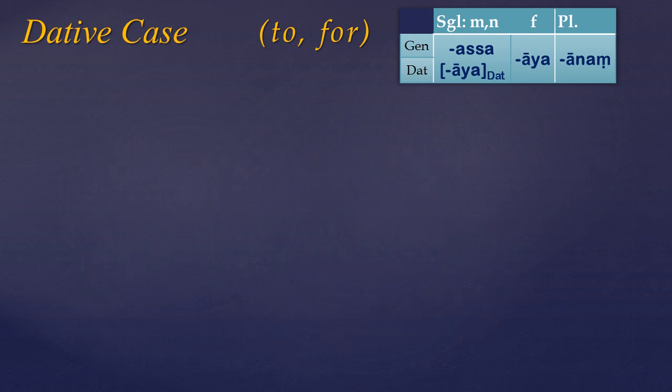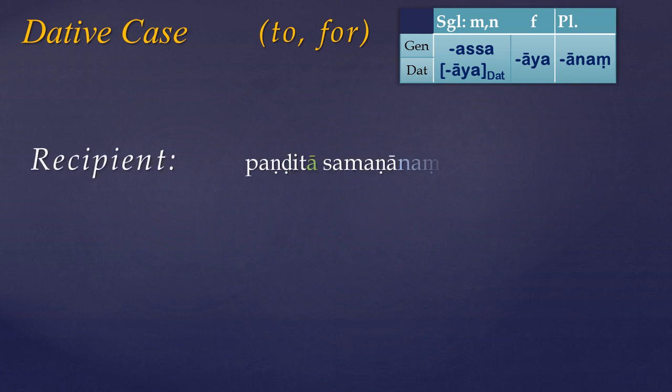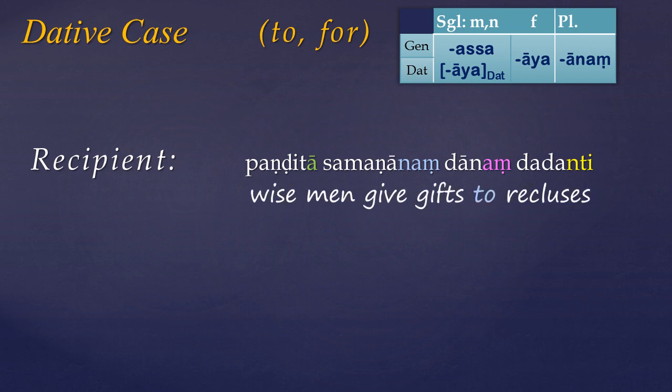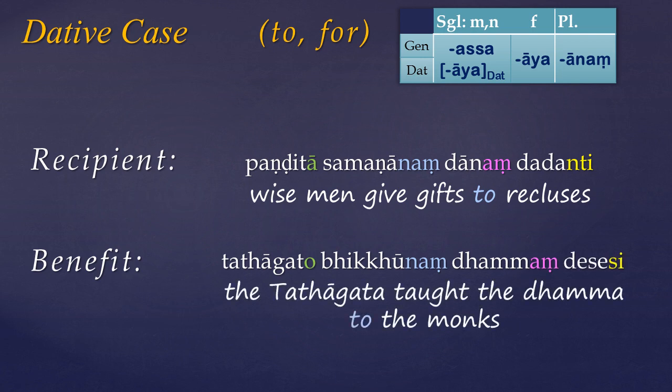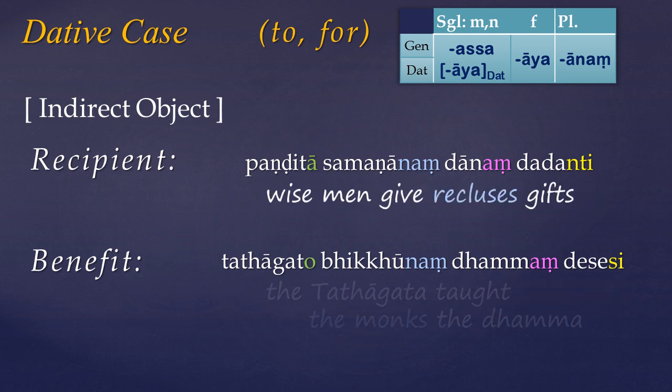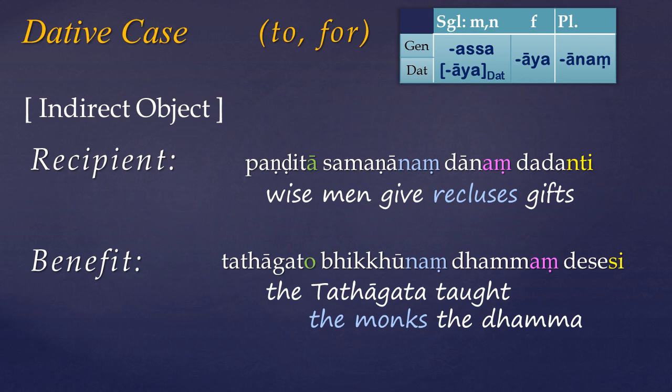One of the major functions attributed to the dative case is that of recipient. For example, marking the person to whom something is given. Wise men give gifts to recluses. And this shows the general sense of the dative, indicating the person or thing that gains benefit. The Tathagata taught the Dharma to the monks. And so the dative noun is often equated with indirect objects grammatically. So we can render these, the wise men give recluses gifts, and the Tathagata taught the monks the Dharma, placing the noun as the indirect object rather than using the preposition to.